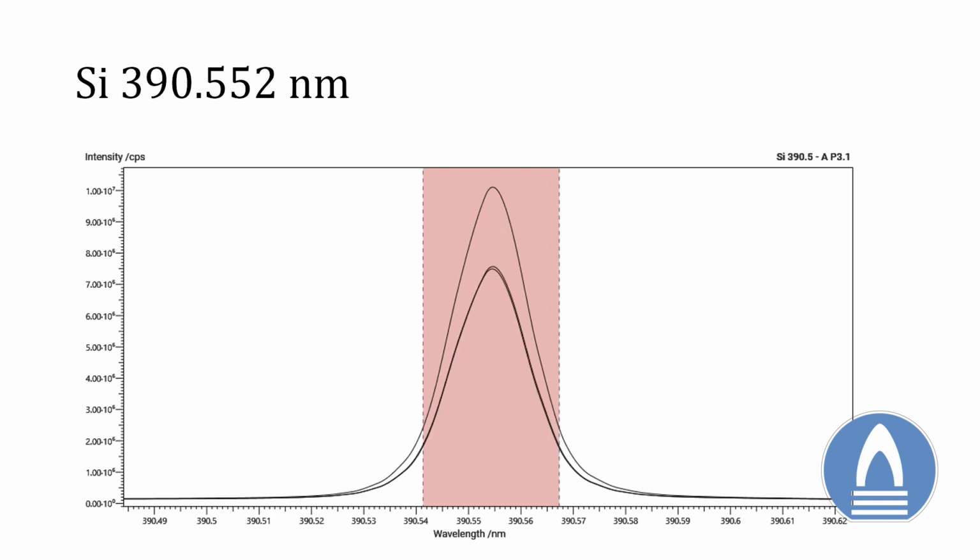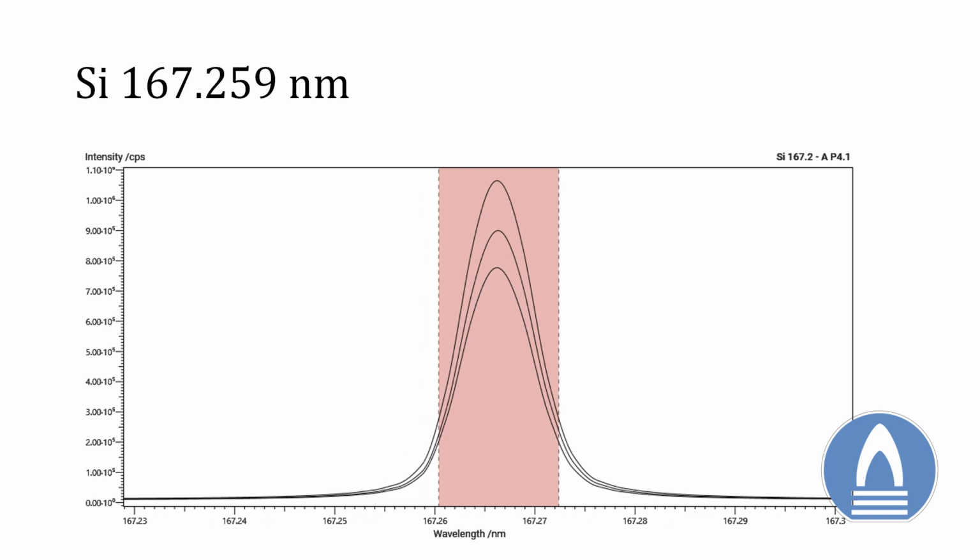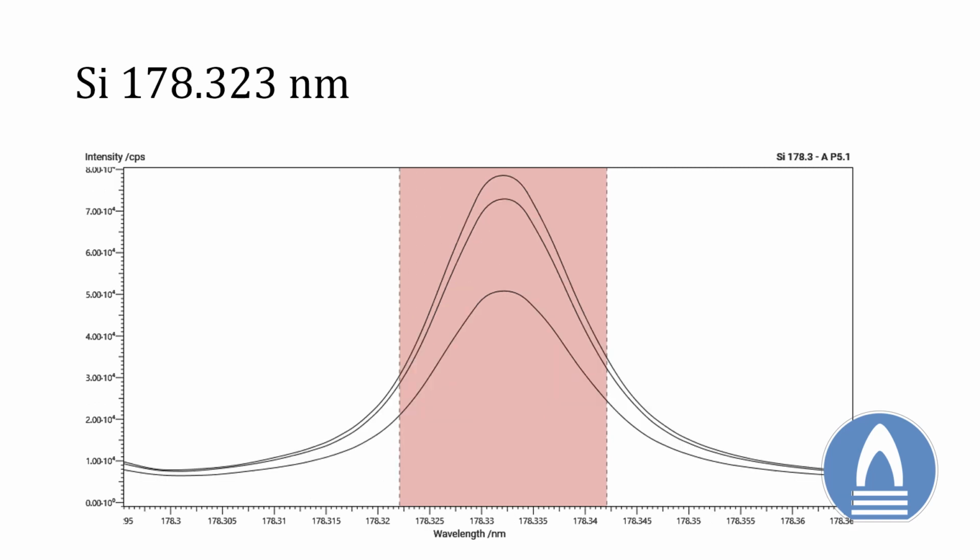Silicon 390, 167, and then silicon 178. It's not a very sensitive line, but this line can be used for those elements that are at the low concentration range as well.